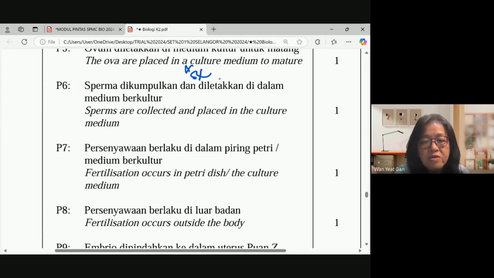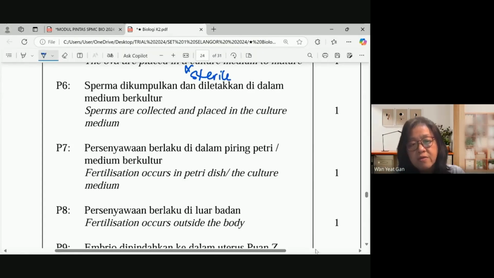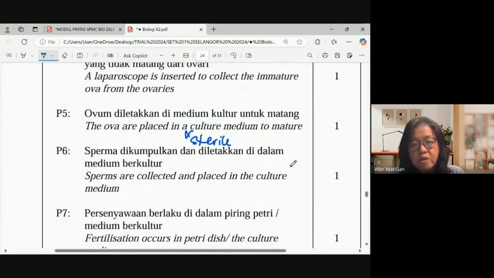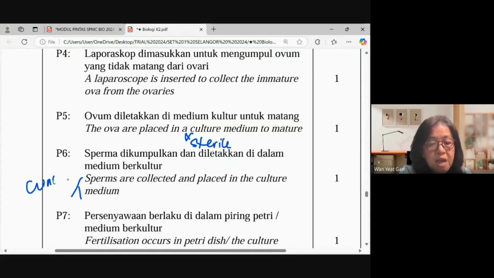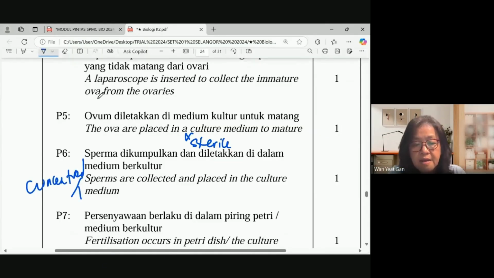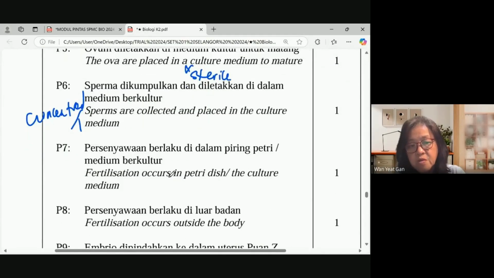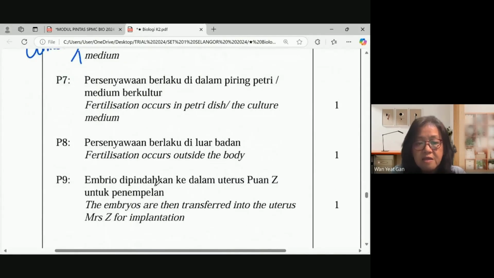This culture medium contains all the necessary components for the ovum to grow and to continue to be maintained, and then concentrated sperm from the husband are collected and added into the culture medium so that fertilization can occur. And when fertilization occurs, that means the fertilization is happening outside the body of the woman. So that's why it's called in vitro.